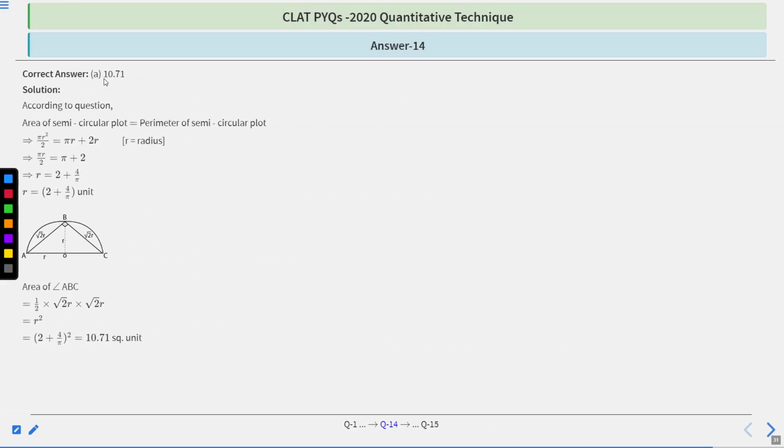Let's see. The correct option is A, 10.71. The area will be 10.71 square units according to the question. You will have R as 2 plus 4 by pi. Now the area will be what? Very simple. Area will be nothing but half times root 2 R times root 2 R. This gives you R square. This means 10.71 square units. I hope the explanation is very clear to you. Let's move to the next question.